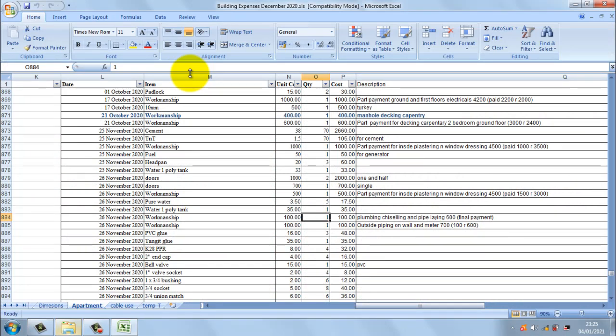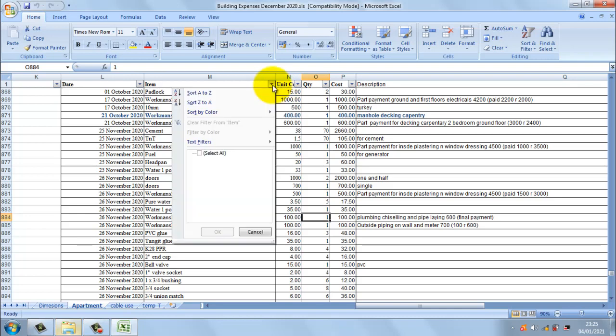Alright, so now let's look at the total cost for the external sewage system. I'll just filter this. I've already colored all the external plumbing costs, so I'll just sort by color. We'll see.